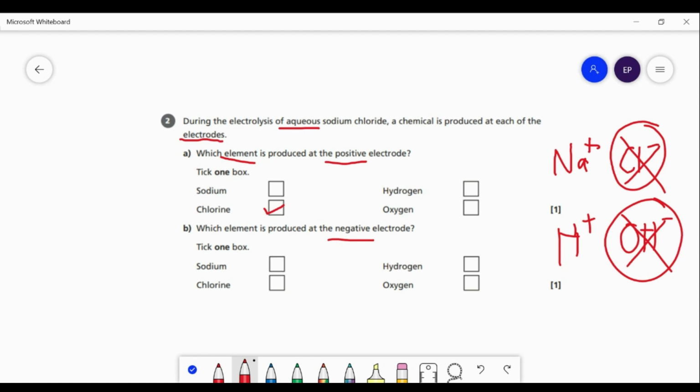Now, the rule for working out which one's going to win, because we've got a race between the Na+ or sodium ions and the H+ or hydrogen ions, well, we need to think about which is the least reactive. Sodium is a fairly reactive metal. It's a lot more reactive than hydrogen. So hydrogen is less reactive, and hydrogen is going to win the race. So we're going to end up with the element produced at the negative electrode as hydrogen.